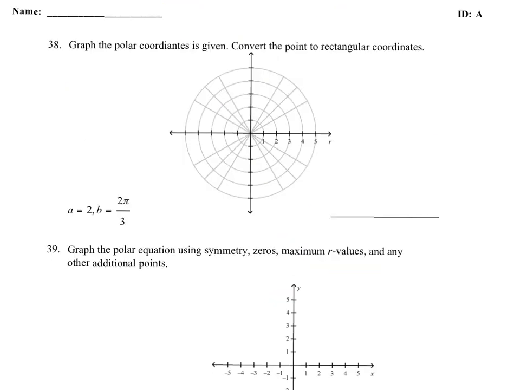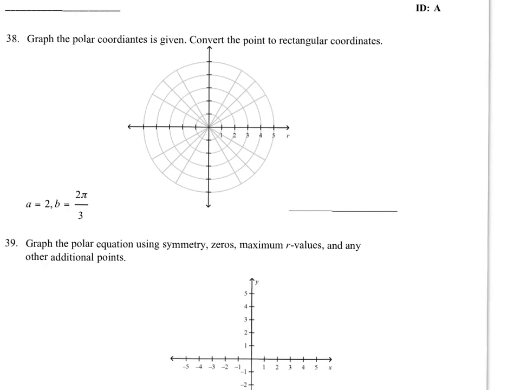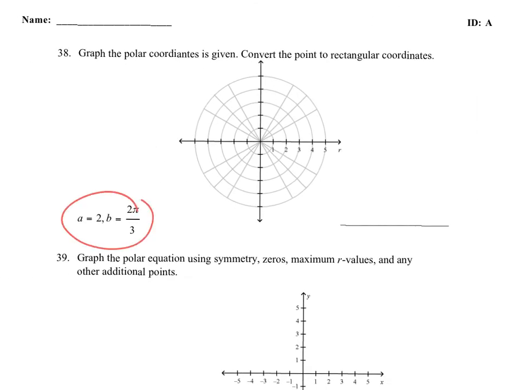Okay, 38 says graph the polar coordinates. And here is your a and your b. So this is your radius of 2 and your theta, which is 2 pi over 3. So on your unit circle, 2 pi over 3 would be this line here, and then it's a positive 2, so you're going up 2 places, and that would be your point.